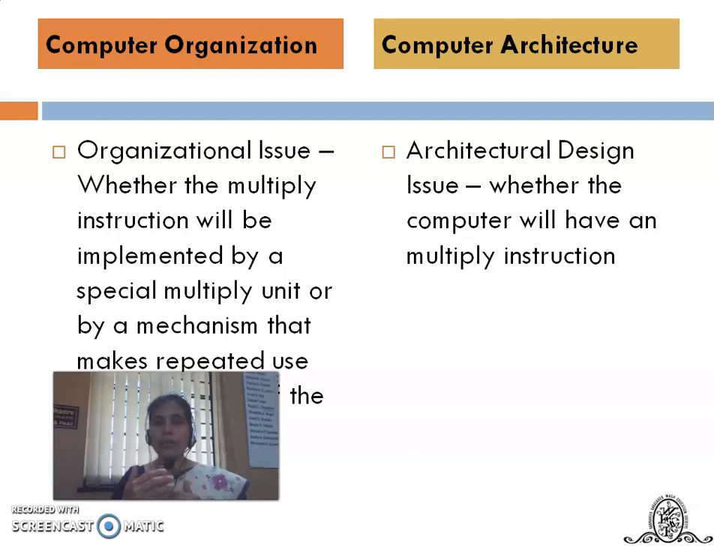As we all know, multiplication can be done by repetitive additions. So in a computer system, do we have a separate multiplier unit? Or is the multiplication being done by repetitive additions, that is, the adder unit itself is used for doing the multiplication operation? This is an organizational issue. However, whether the multiply operation or multiply instruction is available for the programmer is an architectural design issue. So I hope it is clear what we mean by an organizational aspect and what is an architectural aspect.